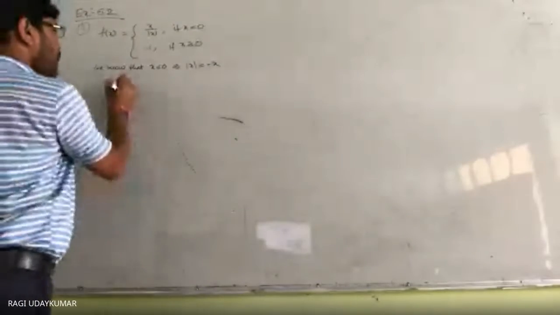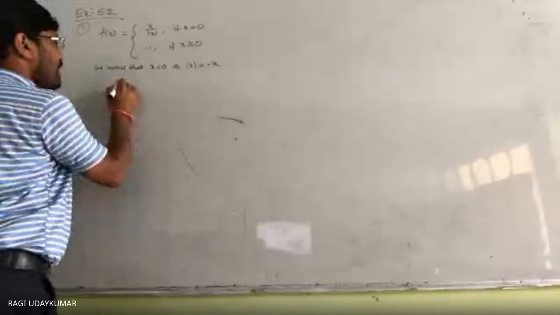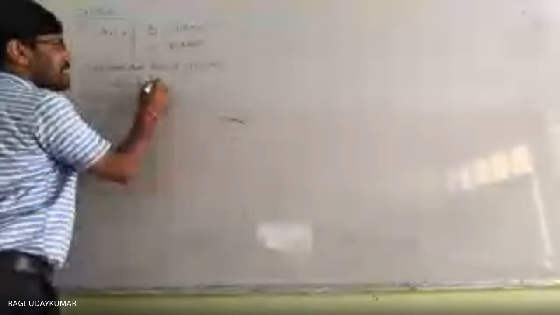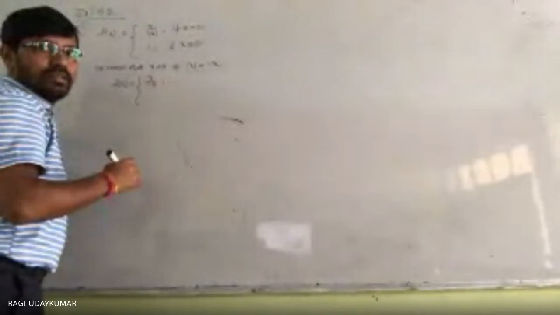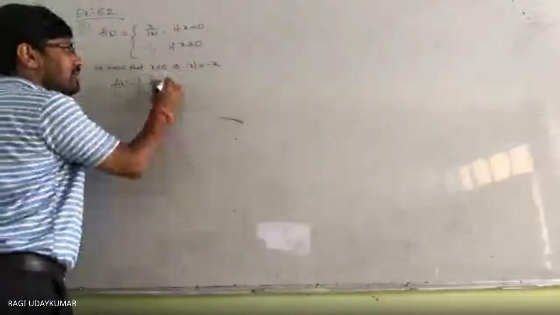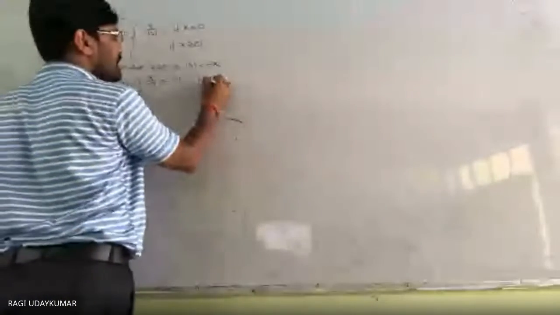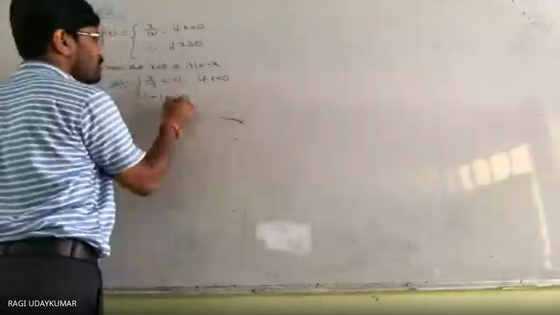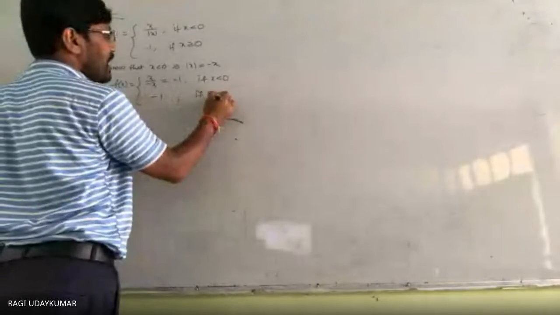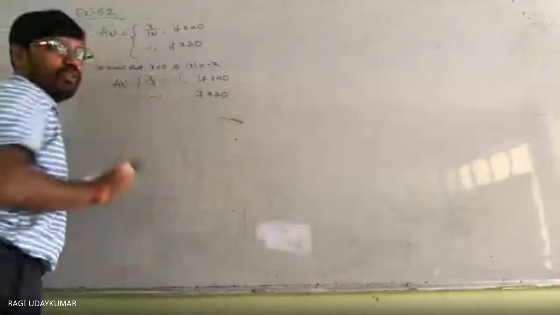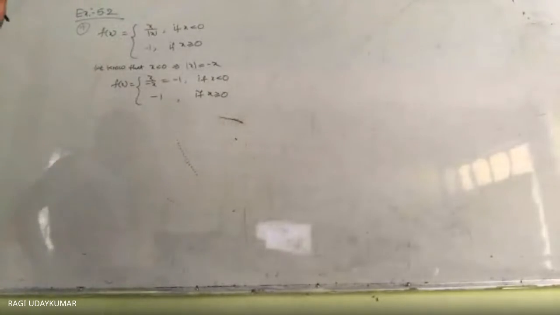So minus x should be substituted here. What you are going to get is f of x equals x by minus x. That is nothing but -1 if x is less than 0. It is also -1 if x is greater than or equal to 0. That means in both situations it is -1 only.